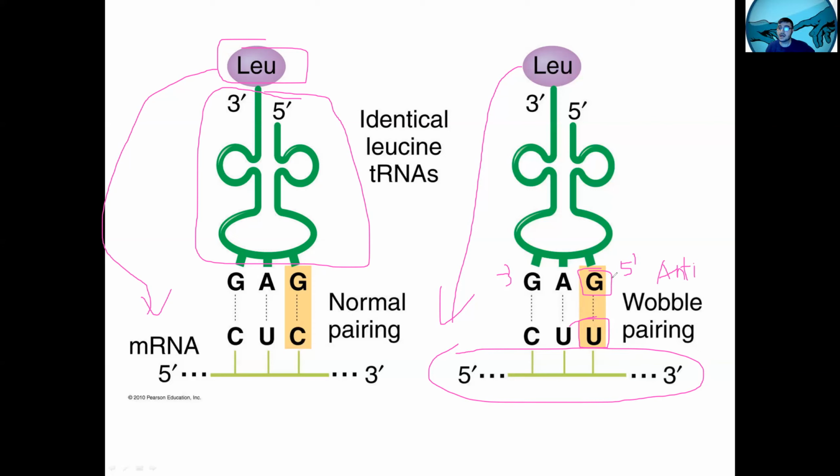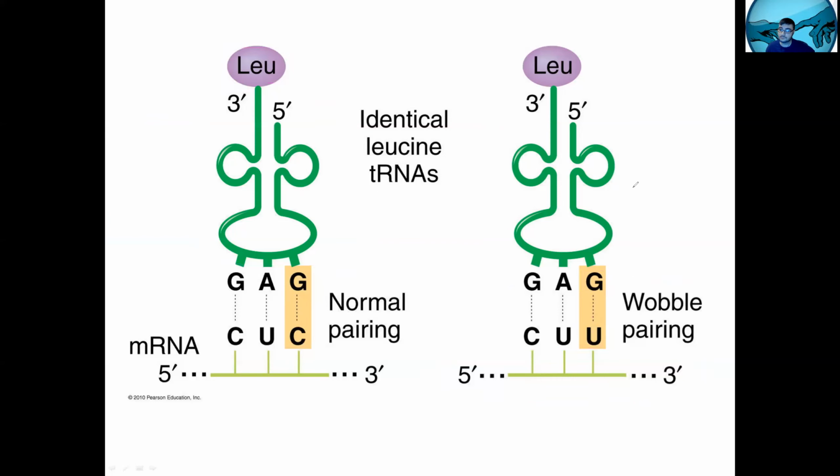And this is the exact reason that both CUC and CUU both code for leucine. This is the reason that's allowed to happen. Two different things can code for the same amino acid because of this Wobble pairing. Because both of them can pair with this tRNA that has leucine attached to it.